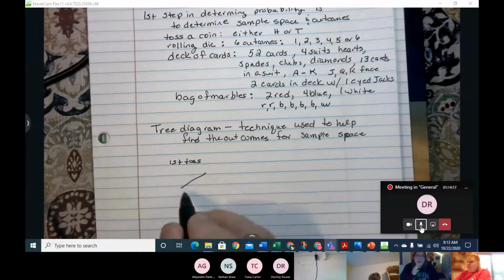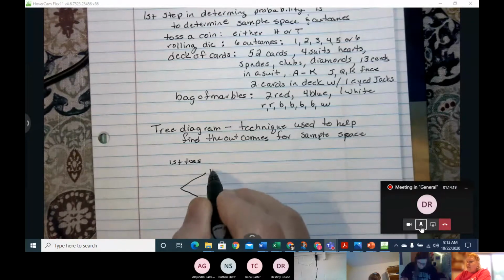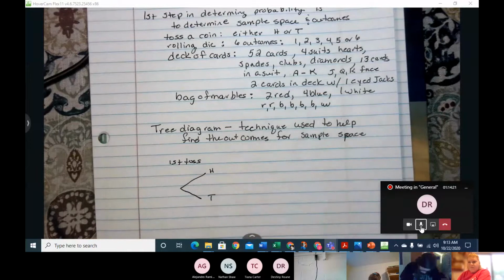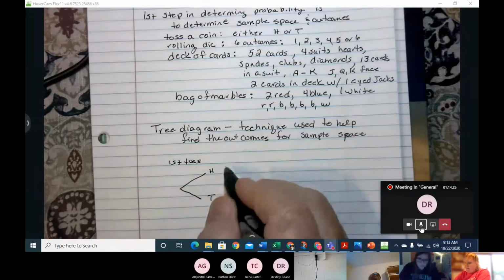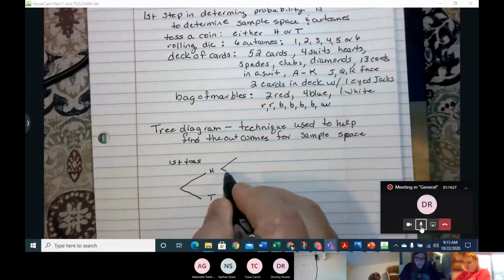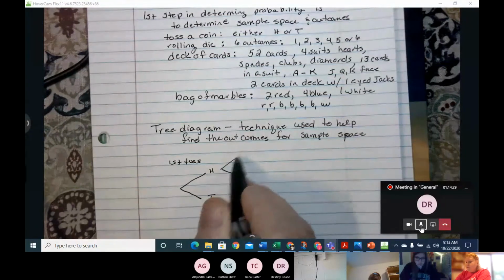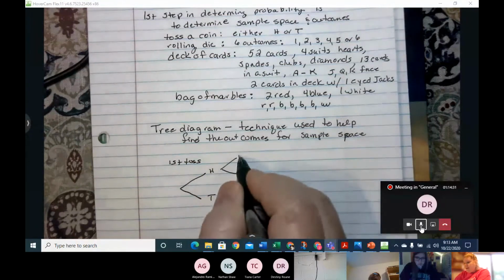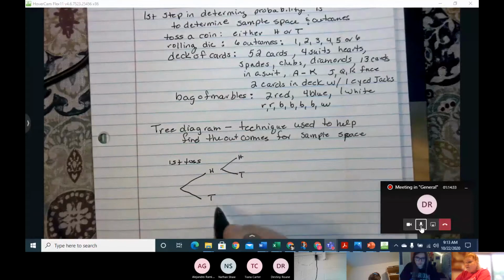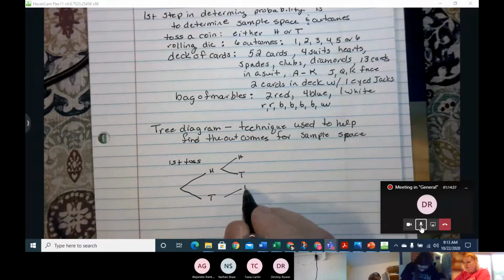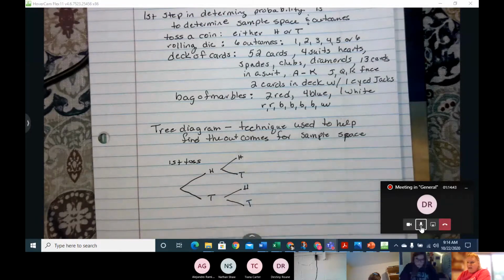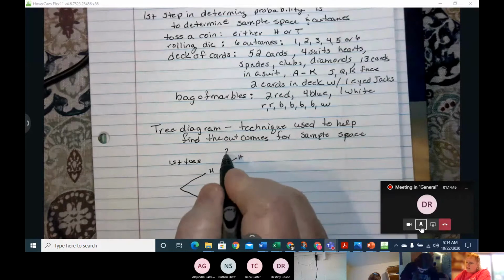We toss our coin and we can either get heads or tails. Well, if we toss it again, on the first toss, when we toss it again, we can get heads or tails. And on that first toss, the tails, we can get heads or tails again. So as you notice, the tree is branching as we go. So this was our second toss.